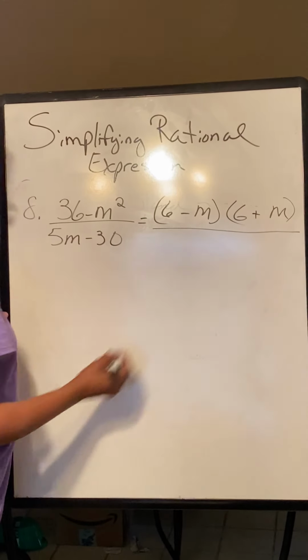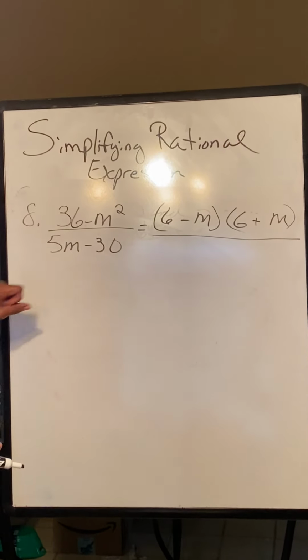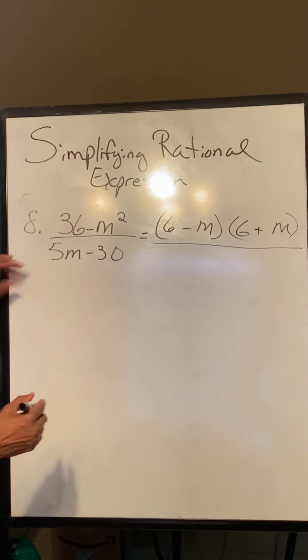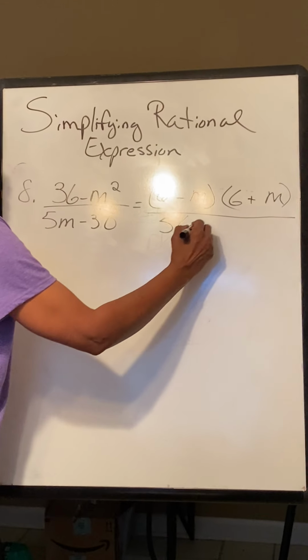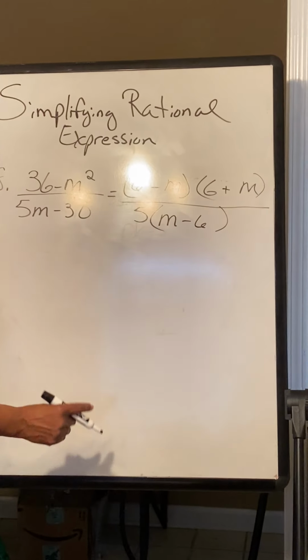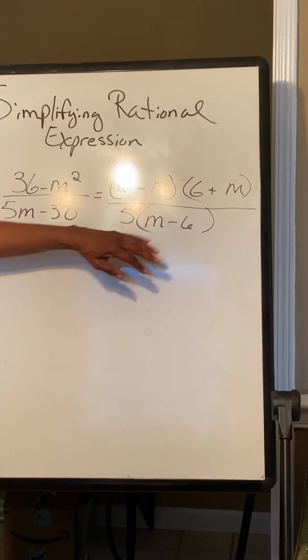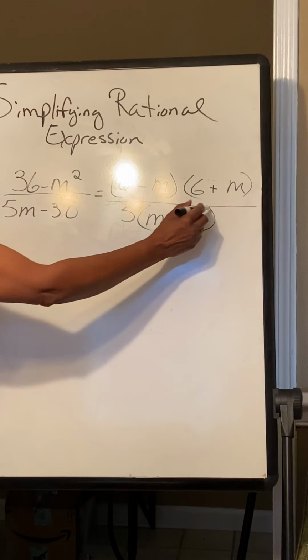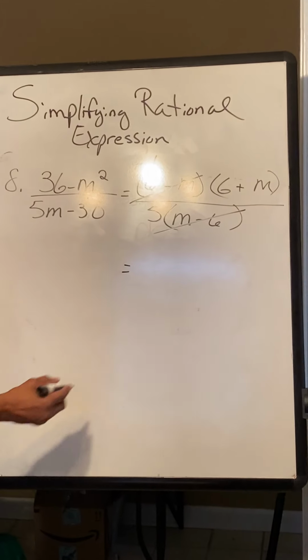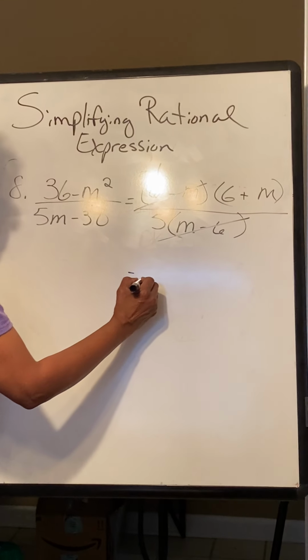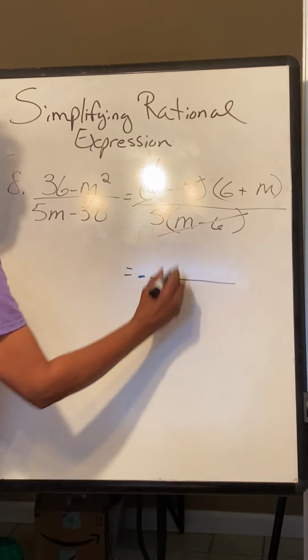In my denominator, 5m and 30 have a GCF of 5, so I'll factor out a 5, and I'll get 5 times the expression m minus 6. Well, 6 minus m and m minus 6 are opposites, so when I cancel this, I get a negative 1. So my answer is, I'm going to make the entire fraction negative.